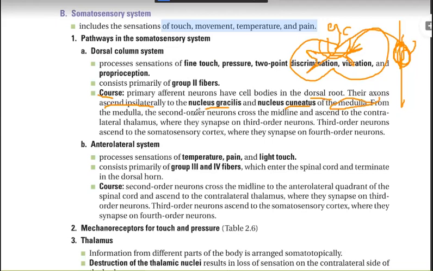From the medulla, the second order neuron crosses the midline. So now I told you that in the dorsal column system, the decussation takes place at the level of the medulla oblongata. So this is a different point from other pathways, okay. So remember this point. Decussation takes place at the medulla oblongata level, okay. So the second order neuron will not cross in this, if this is a thoracic spinal segment, it will not cross at this level, okay.